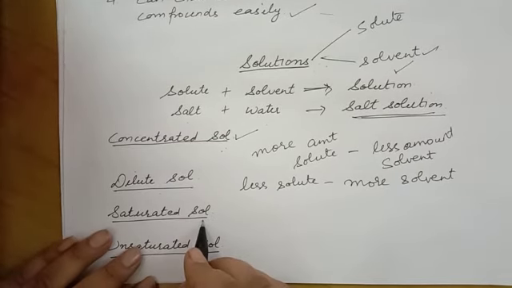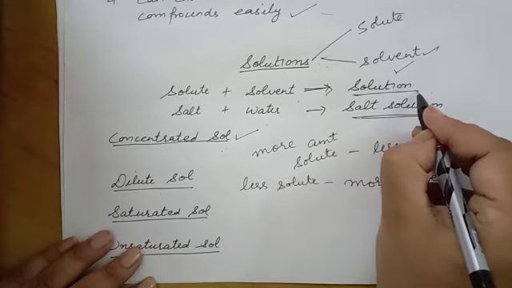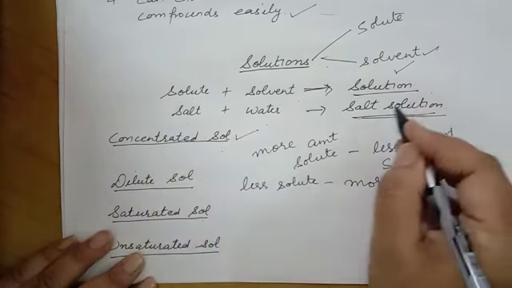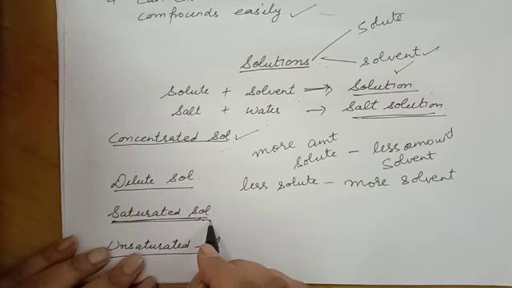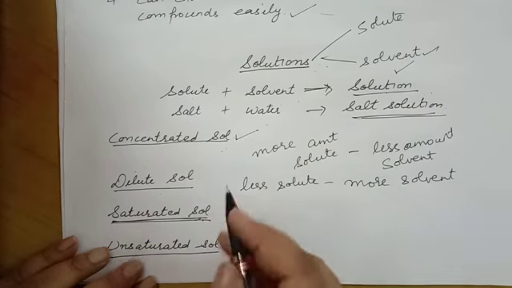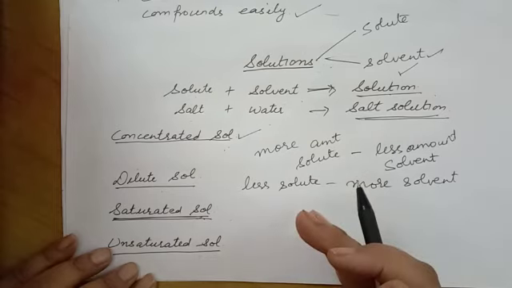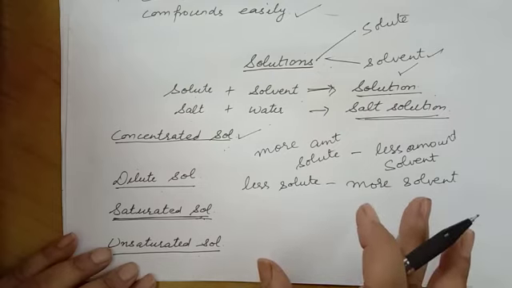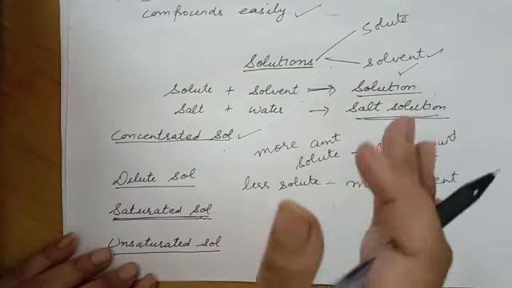Saturated solution. After dissolving solute into solvent, we are getting a solution. When we cannot add more solute in that solvent, that solution is said to be a saturated solution. Unsaturated solution: when you can add more solute to that solvent, we call it unsaturated. And an unsaturated solution can become saturated by adding more solute.